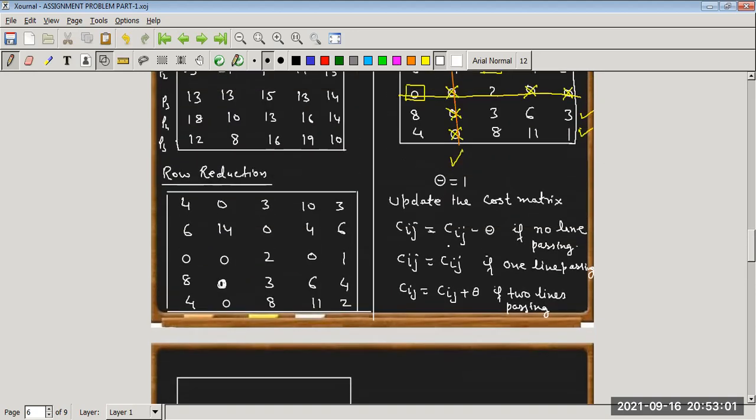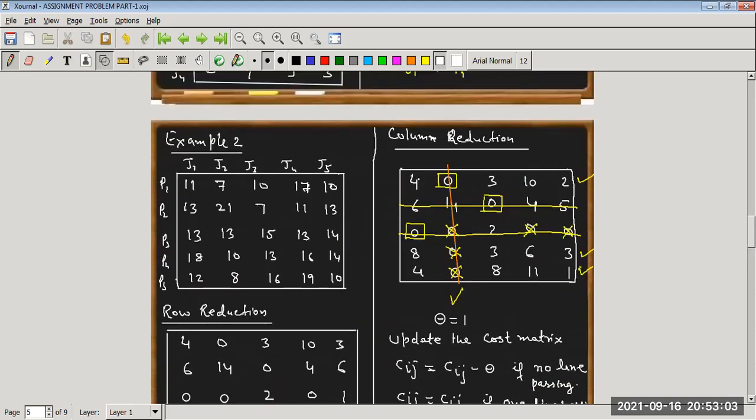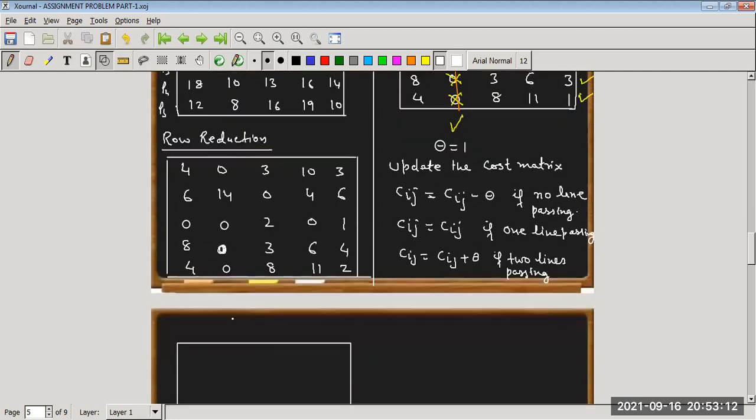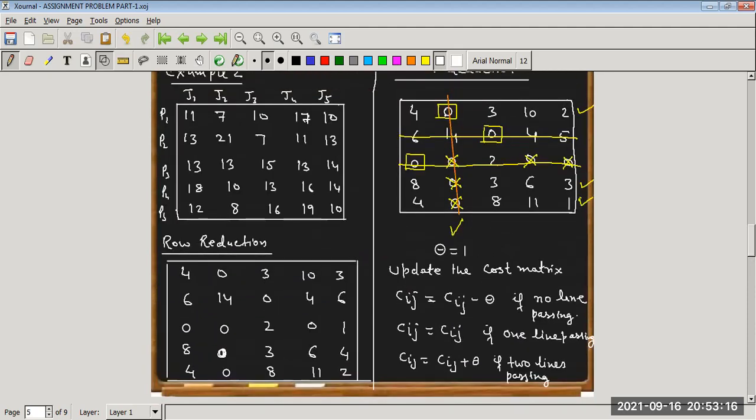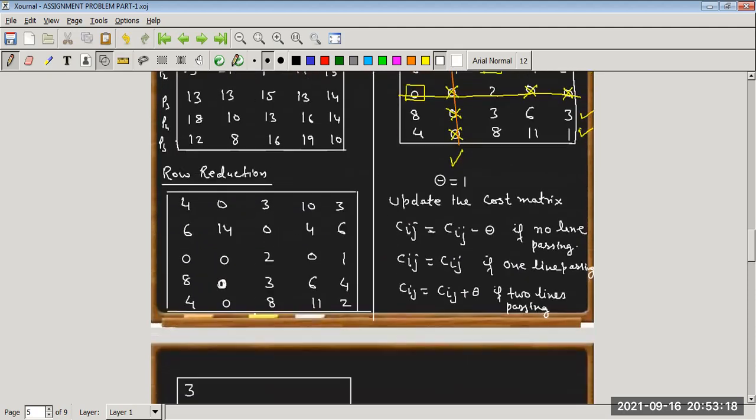So this you can see, because in the fourth there is no line passing through it, so we subtract the minimum number, that theta is 1. So 4 minus 1 is 3, so we can write 3 in this place. In the second, because only one line is passing through this 0, this remains the same.